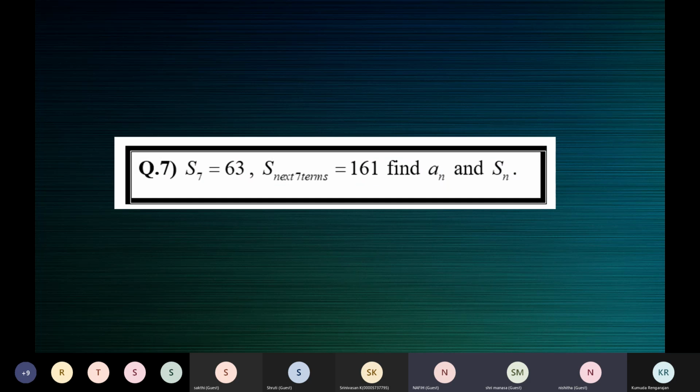We'll do this now in the class. S7 is 63. That is, the sum of the first 7 terms is 63. The sum of the next 7 terms is 161. Find An and Sn.